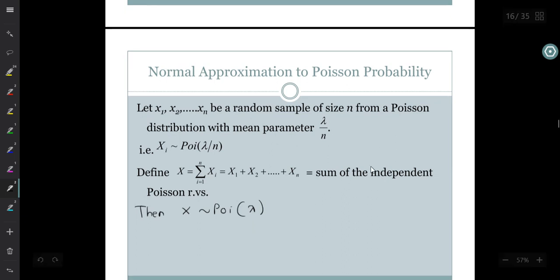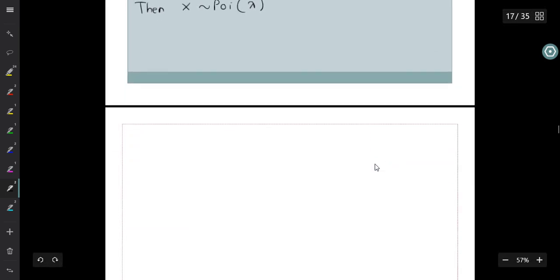Then by the central limit theorem, again we apply the previous corollary. So you have X bar minus mu over sigma over square root of n, which is approximately normal 0, 1 for sufficiently large n.